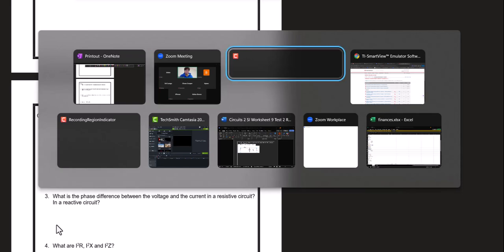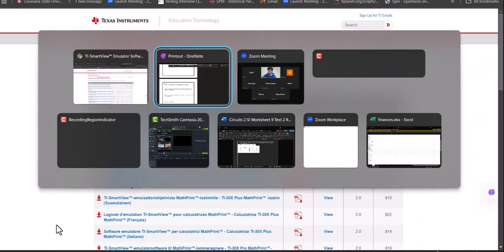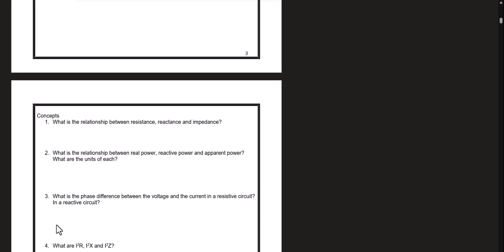Okay, so let's start with some of these concept questions. The relation between resistance, reactance, and impedance. What are those things? This is from the very beginning of the year, but it's related because the angle is related. So what is the relationship between these things? Well, what are these things?